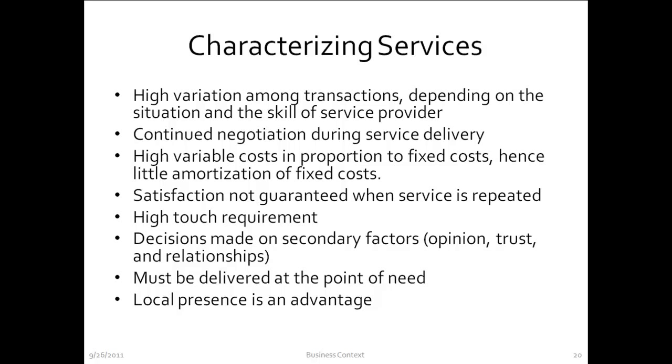Next, a service must be delivered at the point of need, that is, where the customer is. And finally, local presence is an advantage. If you're closer to a customer, you have more of a chance to deliver a better service than someone who's far away.